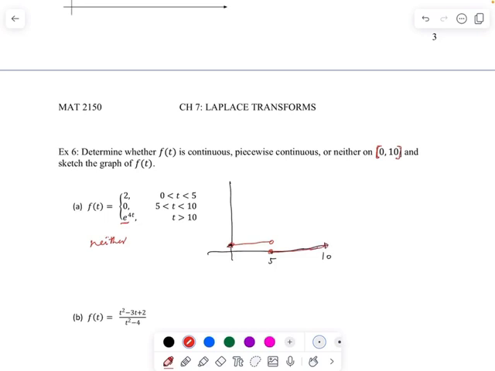Okay? And then the other part is the e to the 40, which will be somewhere high up here. And it will have a hole because the value does not exist, and then the exponential growth. So now you can see there are jump discontinuities at 10, at 5, but why is it not, definitely it's not continuous, but why is it not piecewise continuous? The reason is because it is not defined for all values on 0 to 10. So it is neither.